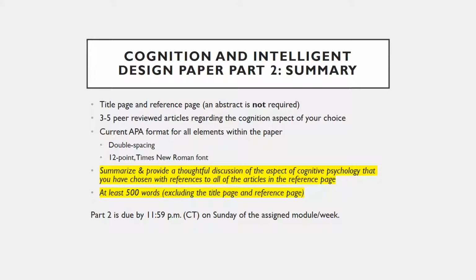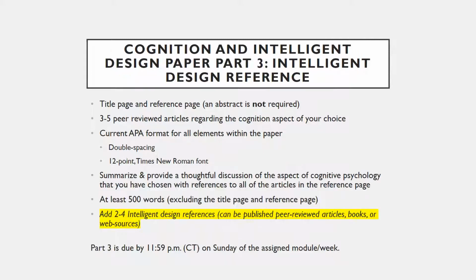This should be at least 500 words, excluding the title page and the reference page. So make sure you talk through everything. It should be written as if the reader doesn't have any information in cognitive psychology or the field. So be able to explain it in such a way that you can really show that you comprehend and have analyzed and evaluated that cognition topic and can explain it to someone without background knowledge on the topic. Part 2 would be due 11:59 p.m. on the Sunday of that assigned module week as well.